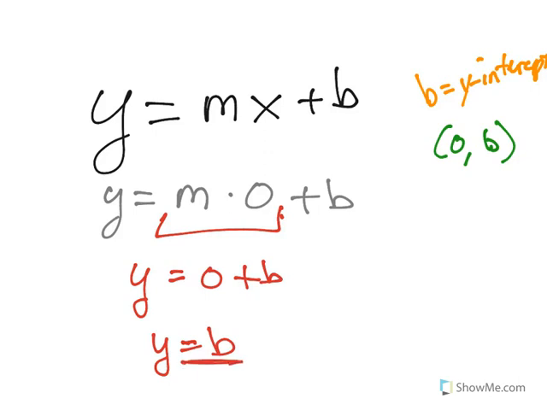That's the idea. So the y-intercept is where our graph crosses the y-axis on a coordinate plane. And in the slope-intercept form of an equation, the y-intercept has a y value of b.